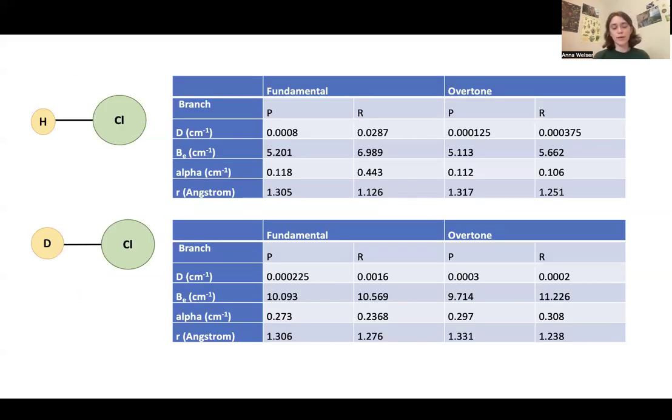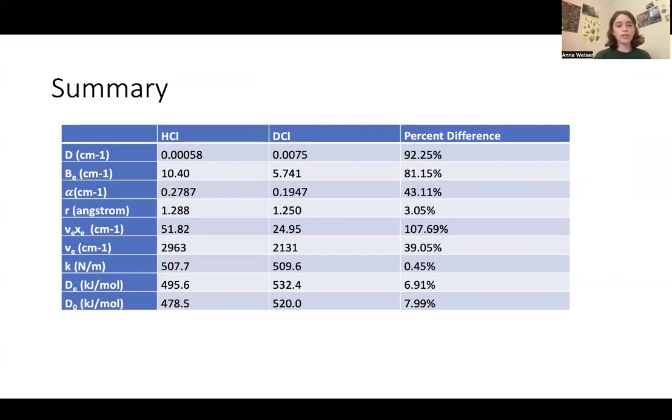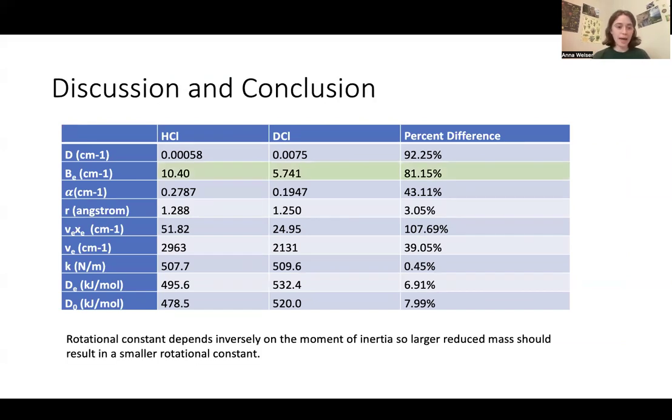Starting off, we can see that from what we determined directly from our data, we have values for fundamental and overtone for both the P branch and the R branch for HCl and DCl. But to take a better look at the big picture, we can see a summary where we compare just HCl to DCl. We also included, just for convenience of comparison, the percent difference, so we can think about how much they may differ from each other or not, and how that relates to their dependence on mass.